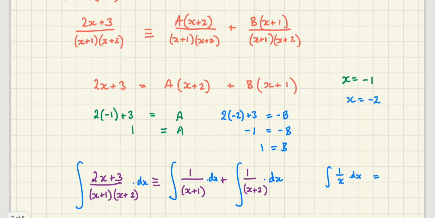you get, anyone know it already? You get the natural log of x. I think maybe I'm a little bit ahead of myself. We don't know that yet, but you will do. So you can see from that, these are just going to be the natural log of x plus 1 plus the natural log of x plus 2, nice and easy and done. Okay, so that's why we're doing it.